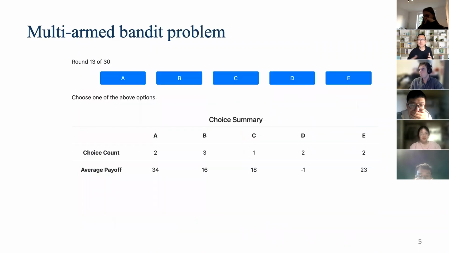And then we have the fourth task, the multi-arm bandit problem. Basically, we have 5 different alternatives.